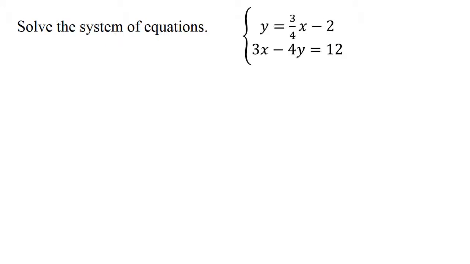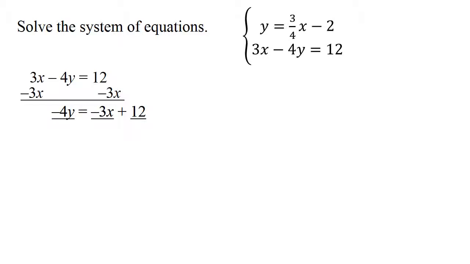Alright, let's do one more example. Let's say I want to solve this system. So notice the first equation is already in the y equals mx plus b format. So let me get that second equation in that format. So subtract 3x from both sides, divide both sides by -4, so I get y by itself, and that'll give me y equals positive 3/4 x minus 3.